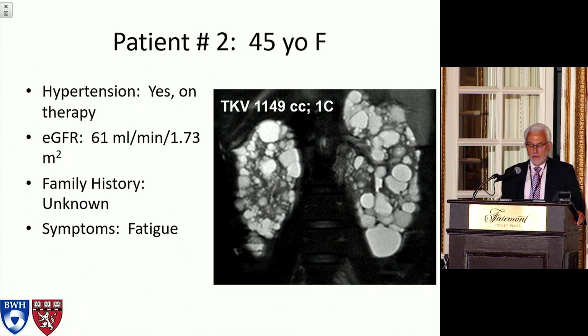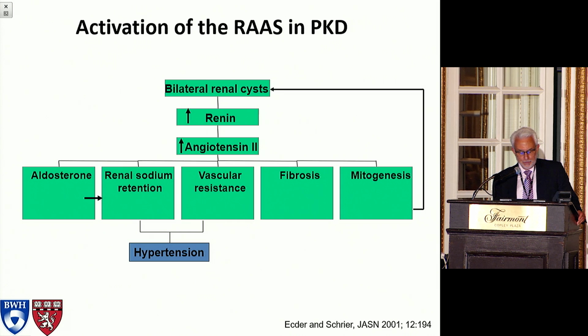Well, let's go to patient number 2. This is a 45-year-old female. She has hypertension. She's on medication. Her eGFR was 61, so almost CKD3. Family history unknown. Her only symptom was fatigue. And she had fairly large kidneys, almost 4 times normal size. And she ended up being a Mayo class 1C. So again, increased risk of rapid progression.